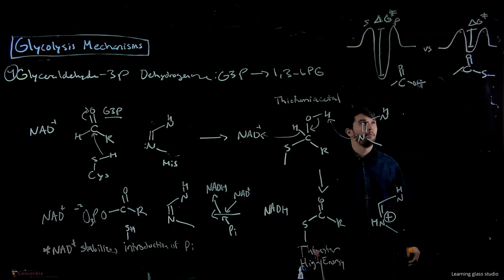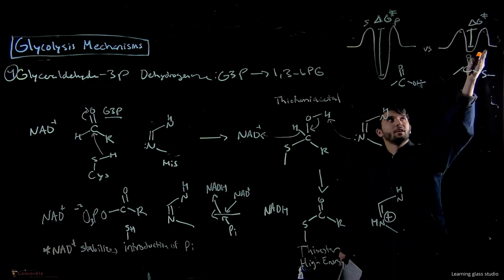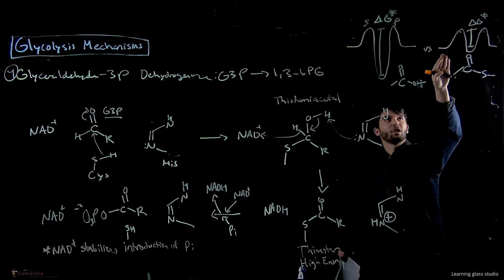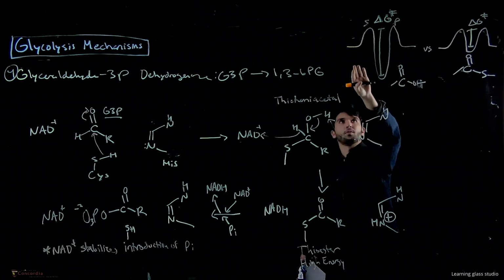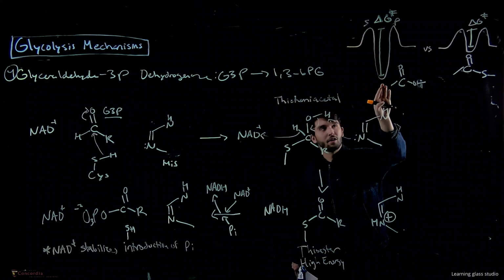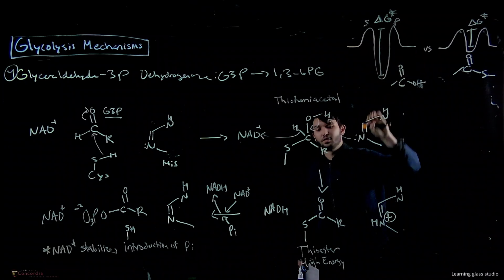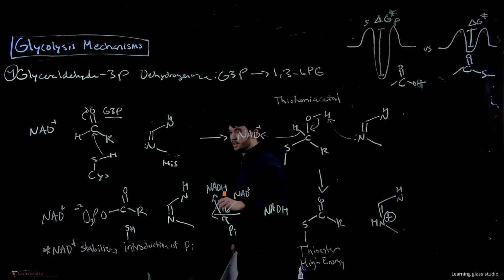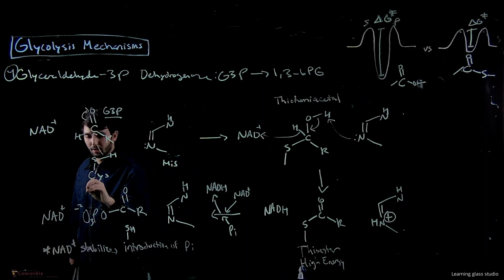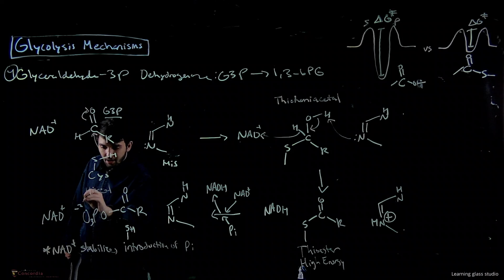So by having an unstable intermediate in the middle of the mechanism, it means less energy is needed in order to sort of get from starting material to final product, versus here where you have this huge dip in energy where you have a very stable intermediate that will be difficult to turn into the final product, which is the very unstable mixed anhydride.